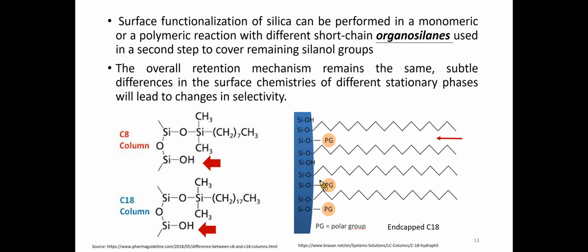In this example, the polar group is used to end-cap the C18 column, allowing the use of 100% aqueous phase. Otherwise, the strong hydrophobic interactions among the C18 branches would not allow the polar analyte to enter, resulting in a poor retention for highly polar analytes.